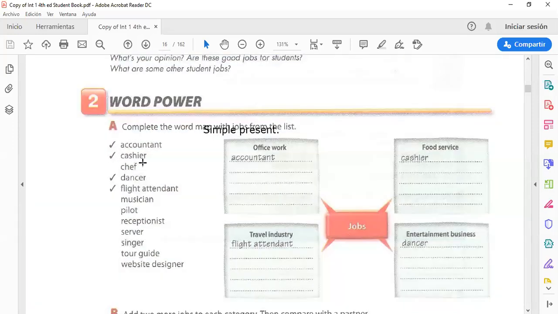Accountant, cashier, chef, dancer, flight attendant, musician, pilot, receptionist, server, singer, tour guide, and website designer. These are all occupations and jobs, okay? So here you're going to categorize them into different categories, the categories they have.